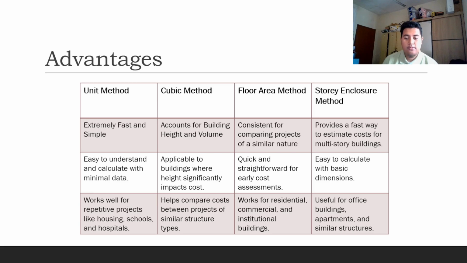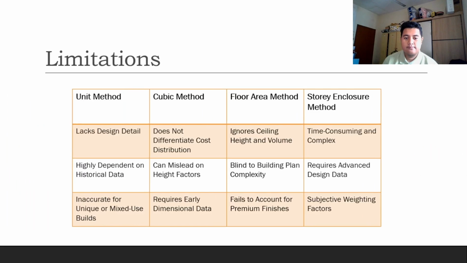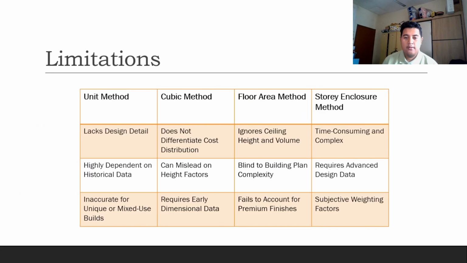Okay, let's move on to the disadvantages and limitations. On the other side, we must carefully consider the structural limitations. The unit method suffers because it completely lacks design detail and ignores the physical shape of the building. It is also highly dependent on historical data, which makes it highly inaccurate if you're dealing with unique, modern, or mixed-use builds that don't fit standard historical templates.